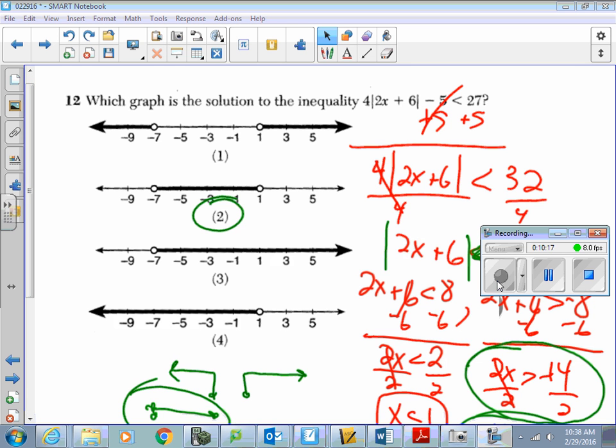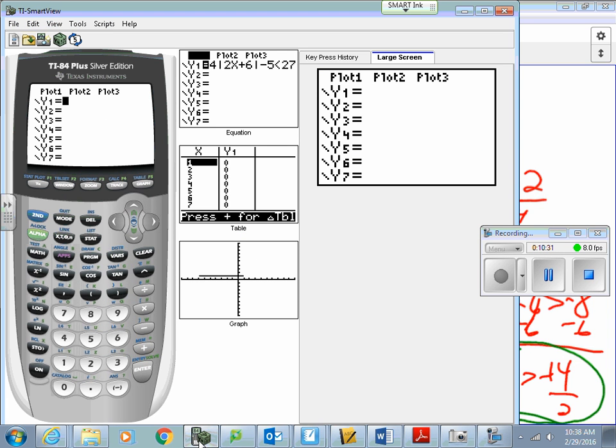All right, so our answer is number 2. Let's see, I'm going to show you how to, again, like I said, do it in the calculator. So I'm going to write something down here. I'm going to go to the calculator so we can put it in. Okay, so if you want the calculator, you go to y equals. We all know how to get to y equals. You could plug in the original inequality like this.